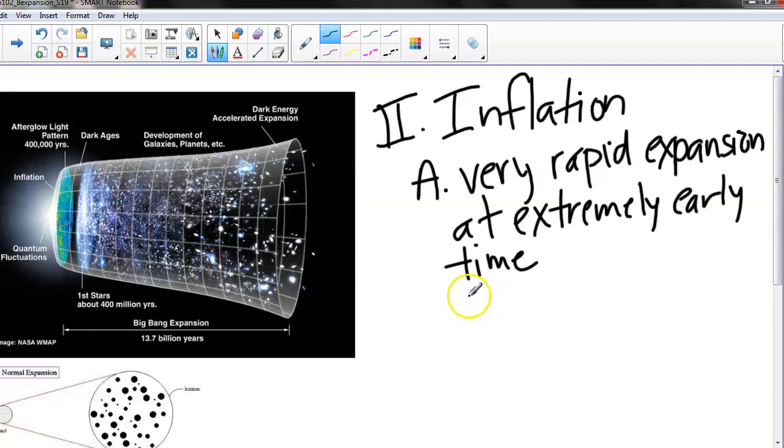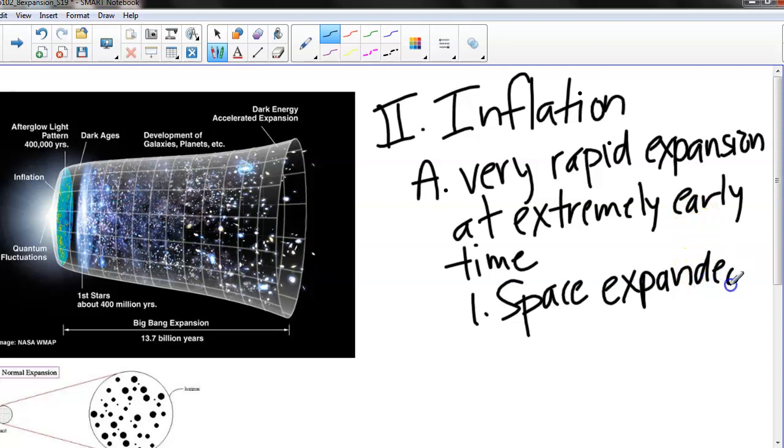So at this time, and this is kind of cool and weird, space expanded faster than the speed of light. And this is really the key to solving the horizon problem. Space expanded much faster than the speed of light.